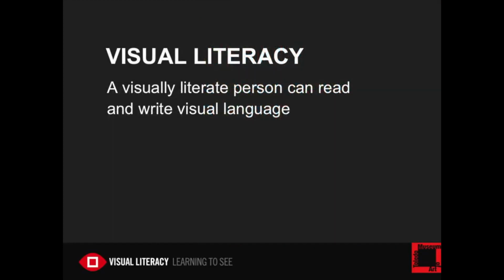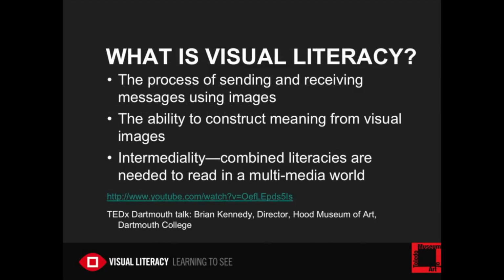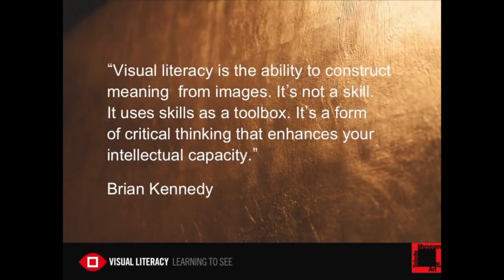A visually literate person is, simply put, able to read and write visual language. Visual literacy is a process of sending and receiving images. They make messages. We can construct meaning from them. And then we can combine all the different literacies that we have to read our multimedia world. Visual literacy is the ability to construct meaning from images. So it's not actually a skill, it uses skills as a toolbox. It's a form of critical thinking that enhances your intellectual capacity.